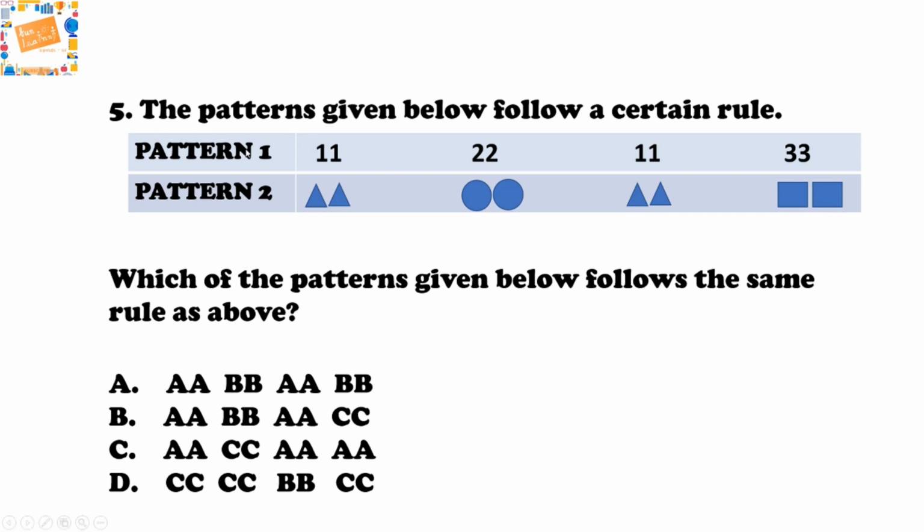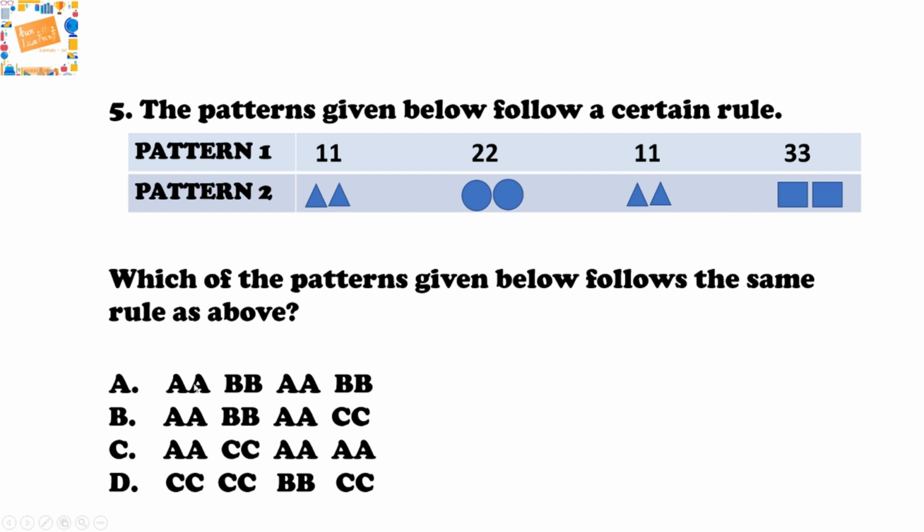Next question. The patterns given below follow a certain rule. This is pattern 1, which has 1 1, 2 2, 1 1 and 3 3. And pattern 2, which replaces the numbers with figures. So 1 1 is replaced with 2 triangles, 2 2 with 2 circles, again 1 1 with 2 triangles and 3 3 with 2 squares. Which of the patterns given below follows the same rule as above?